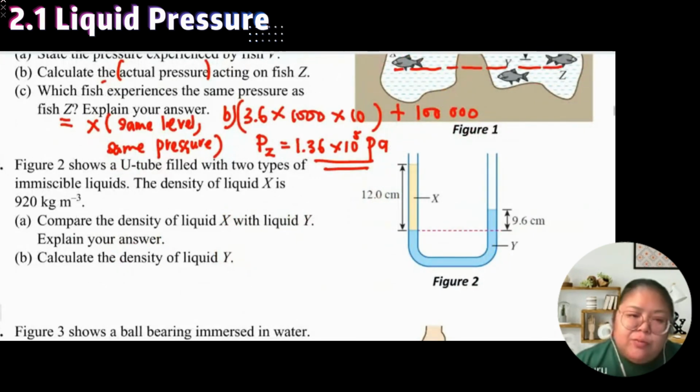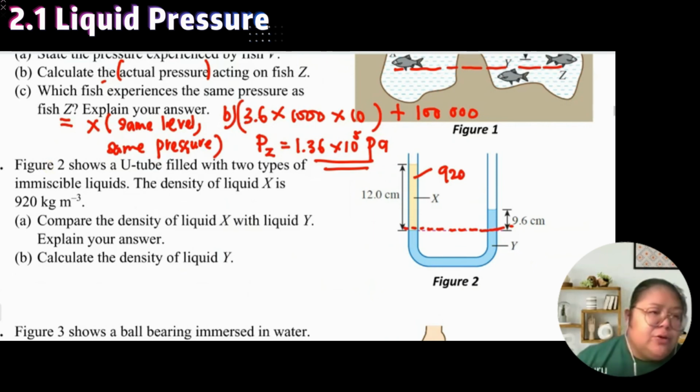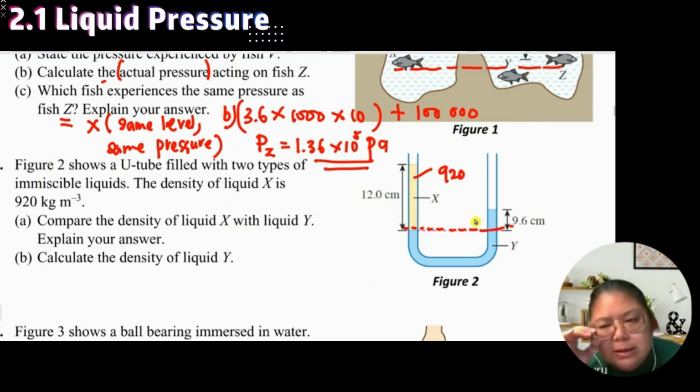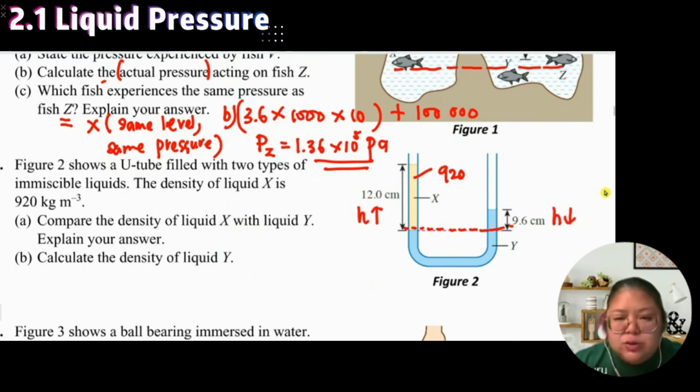With two types of immiscible liquid, draw the line to separate the two liquids. Then the density of liquid X is given. Now we compare the density of liquid X and liquid Y. You see X and Y, which one is denser? If you don't know how to tell denser or lighter, you see the h. This one h is higher. This one h is smaller. Understood? This one density how? It should be inversely. When you see the height is bigger, the density is the opposite. So this is X.